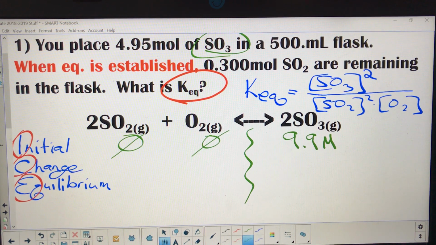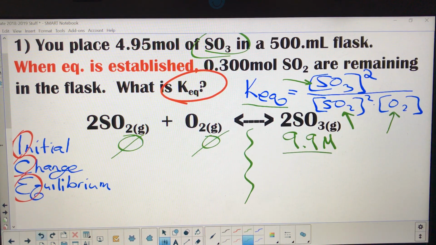Again, an ICE table is used when you are looking to solve for the KEQ constant, the equilibrium constant, or you're trying to solve for one of these or all of those at equilibrium. Mostly you're given an initial, in this case 9.9 molar SO3, and 0 molar, nothing starting, for the SO2 and the O2.